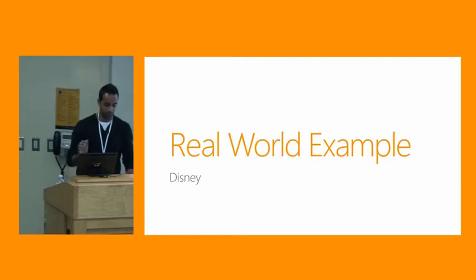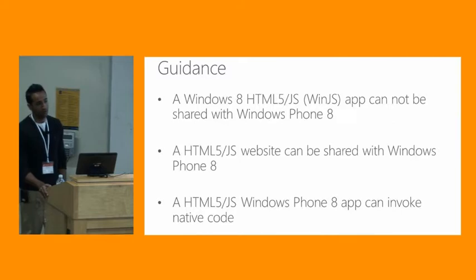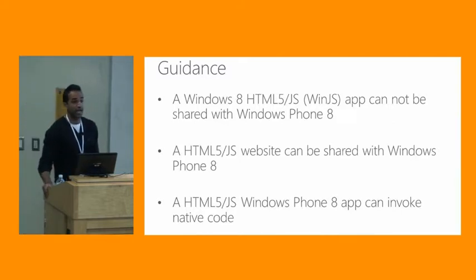OK. So here's the guidance. When you build a native HTML5 JavaScript application for Windows 8, you're leveraging those Windows runtime APIs, and you're using something called WinJS. That's Microsoft's JavaScript library that provides you controls, animations, a bunch of things that your Windows 8 store app needs. Okay? You cannot port or share code from an HTML5 JavaScript Windows store app that uses the Windows runtime and WinJS to Windows Phone 8.